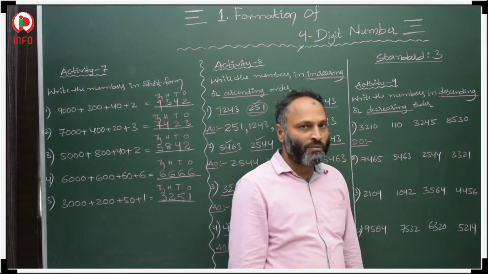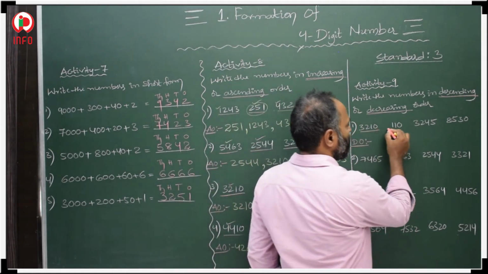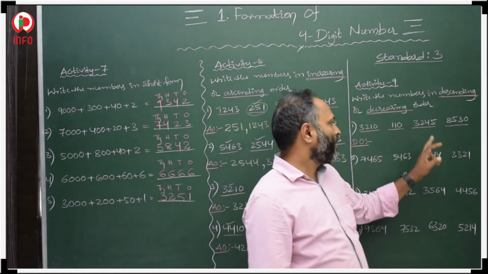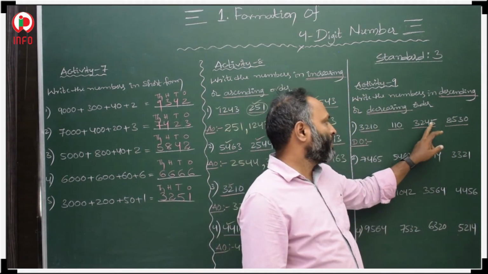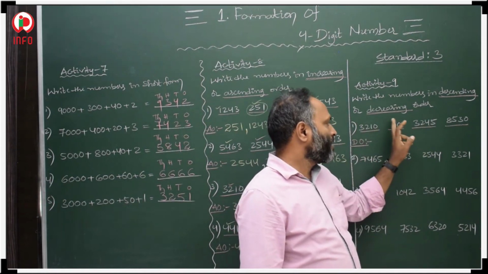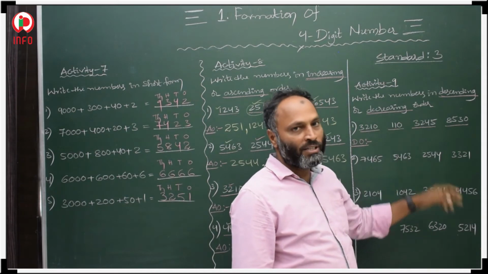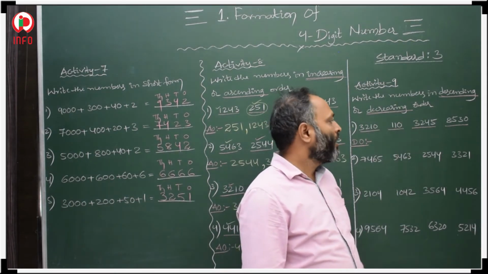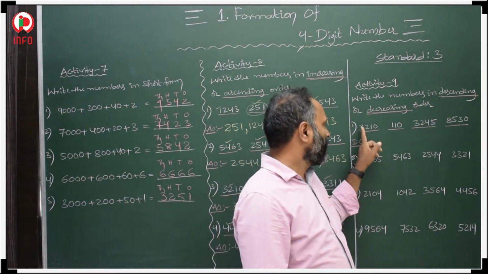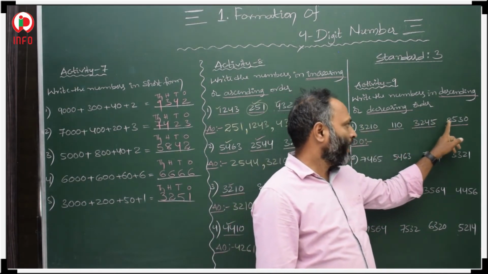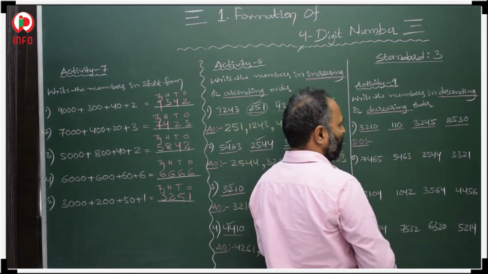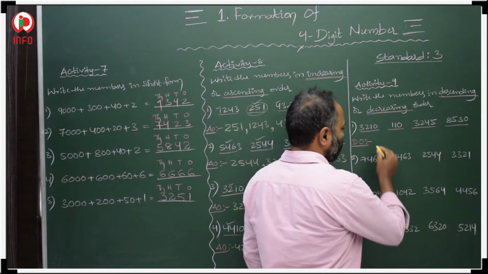First, the number of digits we have to check. In these 4 numbers, the number of digits: only in 110, 3 digits were there, that is the least value. First we have to take bigger. For bigger we go for thousands places. 3000, 3000, 8000. 8000 is bigger. 8530 first, the bigger one.